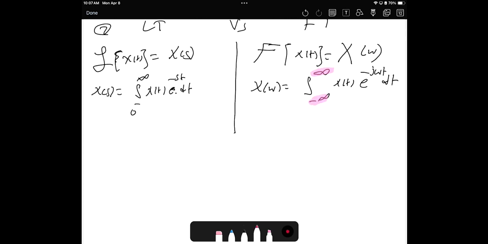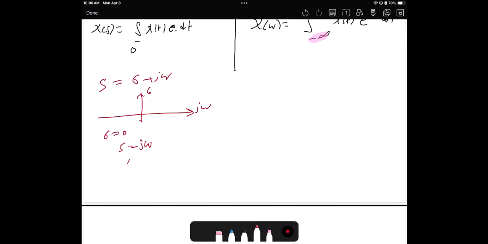We know in Laplace transform the S operator can be a complex number. We call it the S plane, which is sigma plus j omega. Here is sigma, here is j omega, right? So if we assume sigma is 0, this yields s to be j omega. Okay? So instead of saying X of s, it will be X of j omega, or in other words, we used to say X of omega.